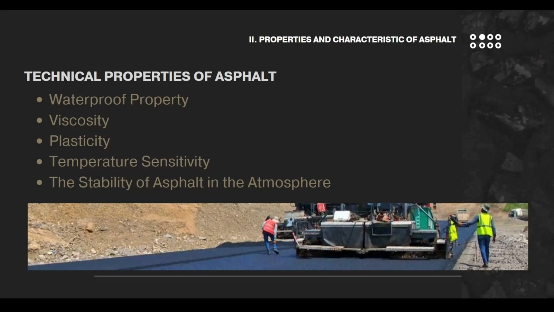So the fourth technical property of asphalt is temperature sensitivity. So it is a property where the viscosity and plasticity of asphalt change with temperature change. Asphalt is a non-crystal polymer material. It has no set melting point and changes shape as the temperature changes. The temperature sensitivity of asphalt is low when the temperature changes, but the viscosity and plasticity change a little. And it is high when the temperature changes, and the viscosity and plasticity change a lot.